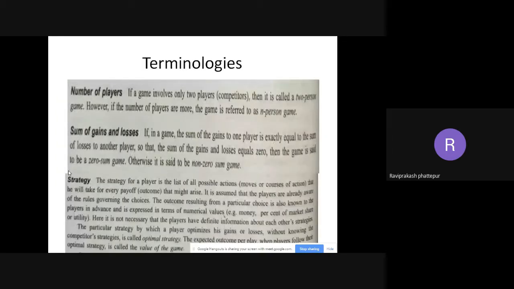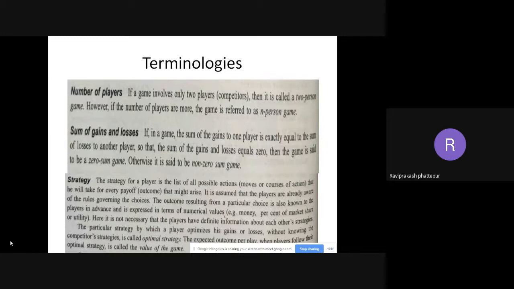So next, some of the terminologies. What are terminologies? That means we use some words which you need to know. So, number of players. If a game involves two players or competitors, then it is called a two-person game. Two people are involved, or two competitors are involved. However, if the number of players is more, the game is referred to as an n-person game. So two-person game, many people, n-person game.